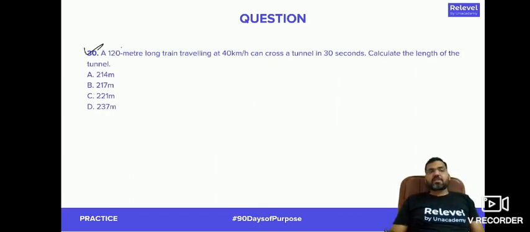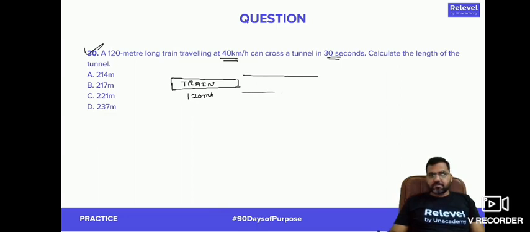30th question. A 120-meter long train traveling at 40 km per hour crosses a tunnel in 30 seconds. So guys, let's say this is the length of the train, and the length of the train is given to you as 120 meters. Let's say that this is the tunnel. Now this is the tunnel that the train needs to cross. When the train will be crossing the tunnel, this has to be the position of the train, and the train will reach at this point.